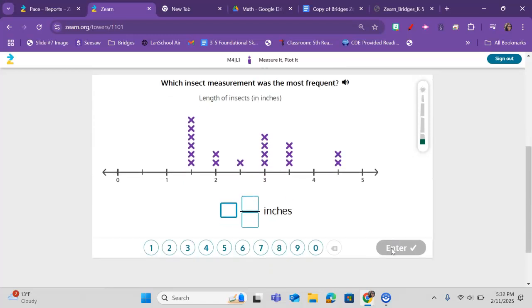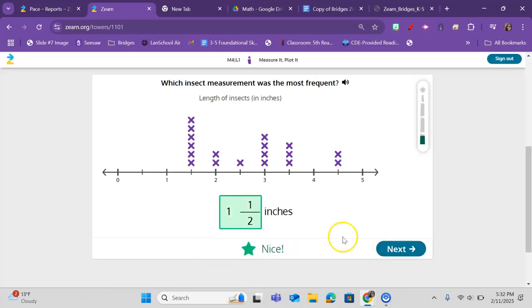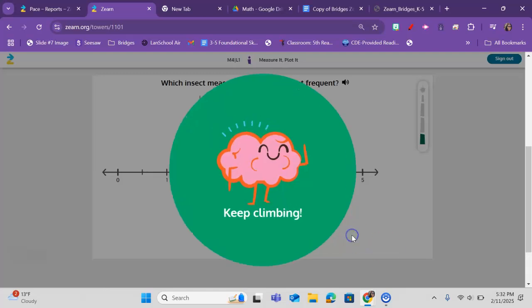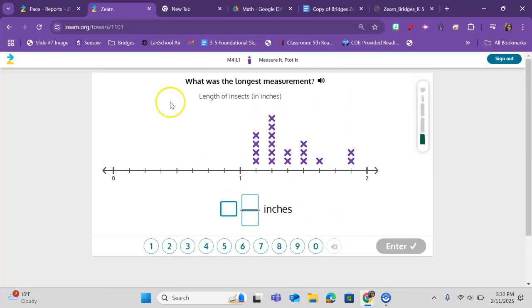All right, good. The next one, which insect measurement was the most frequent? So you want to look at it, where are the most amount of X's? Looks like I have 1.5. That one has the most amount of X's. So I'm going to write 1.5. There we go. And let's see what we have. I might make some mistakes just to see what it actually does.